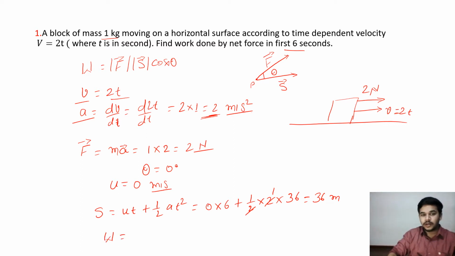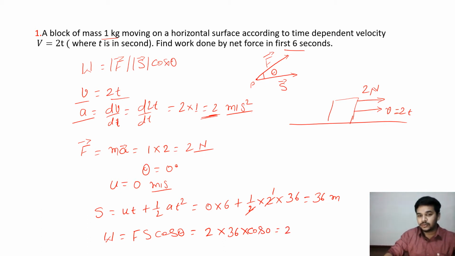Okay, so write it, substitute one by one. Force S cos theta. Okay, magnitude part only I am writing. Magnitude of force, magnitude of displacement. So force is how much? 2 Newton. Displacement how much it produce? 36 meter. And angle is 0. So cos 0 is how much? Okay, I think every person knows it will become 1 itself.